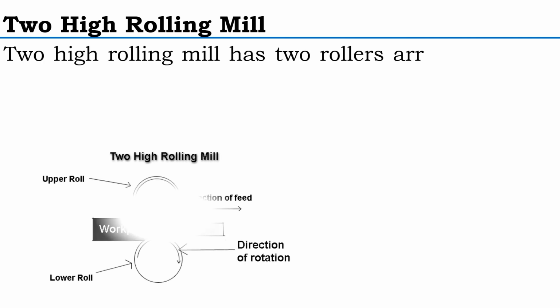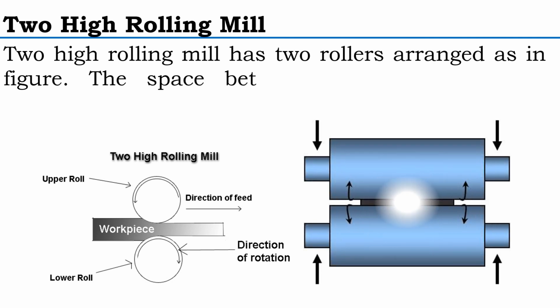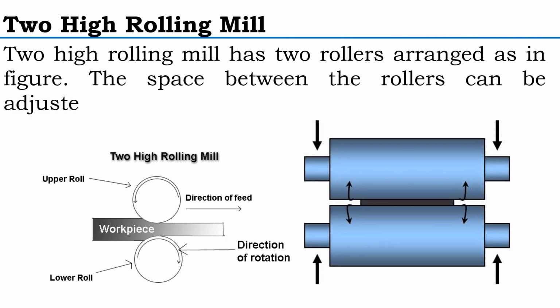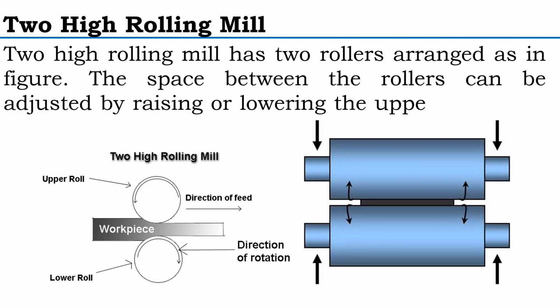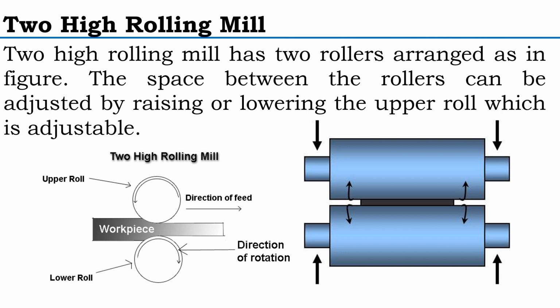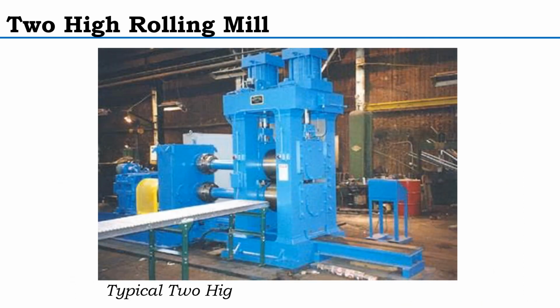Two-high rolling mill. 2-high rolling mill has 2 rollers arranged as in figure. The space between the rollers can be adjusted by raising or lowering the upper roll, which is adjustable. Typical 2-high rolling mill is shown here.